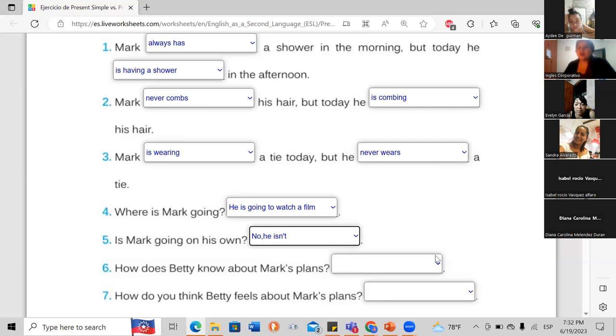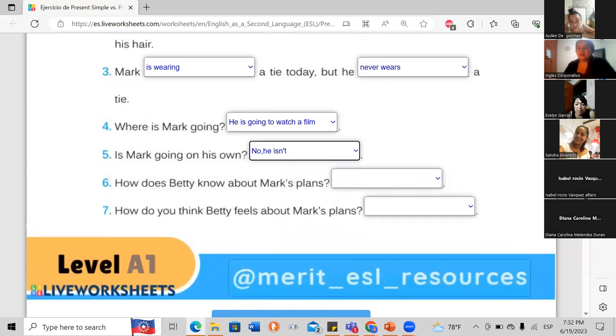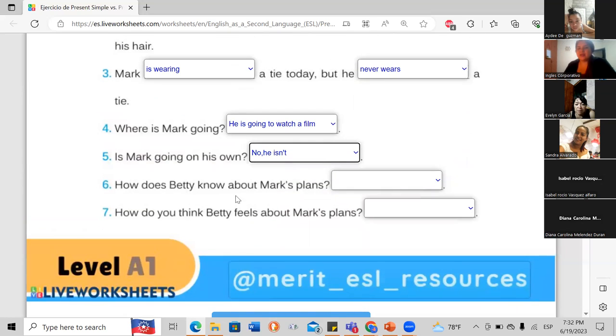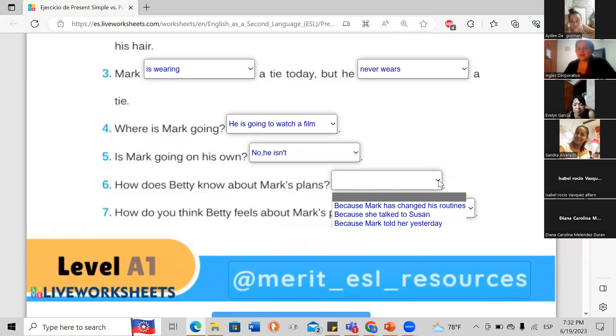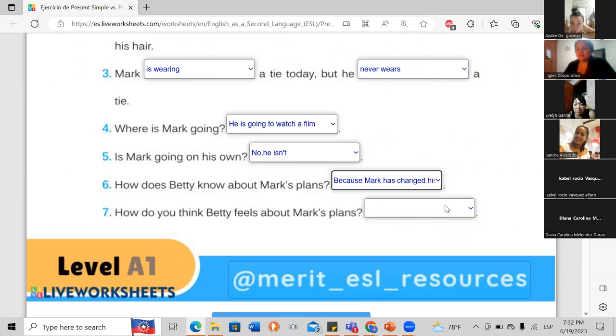No, he isn't. Okay. Number six. How does Betty know about Mark's plans? Because Mark has changed his routines. Okay, because Mark has changed his routines.